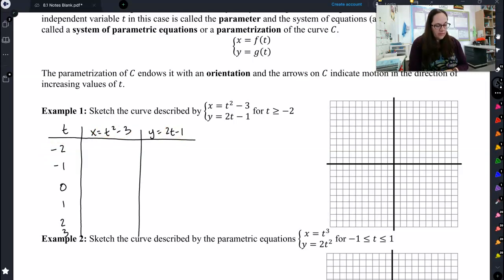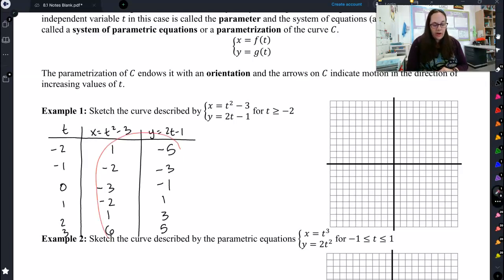So the first one, I get -2 squared minus 3 is 1. -1 squared minus 3 is -2. 0 squared minus 3 is -3. 1 squared minus 3 is -2. 2 squared minus 3 is 1. And 3 squared minus 3 is 6. Then I come over and do my y column. 2 times -2 minus 1 is -5. 2 times -1 minus 1 is -3. 2 times 0 minus 1 is -1. 2 times 1 minus 1 is 1. 2 times 2 minus 1 is 3. And 2 times 3 minus 1 is 5.